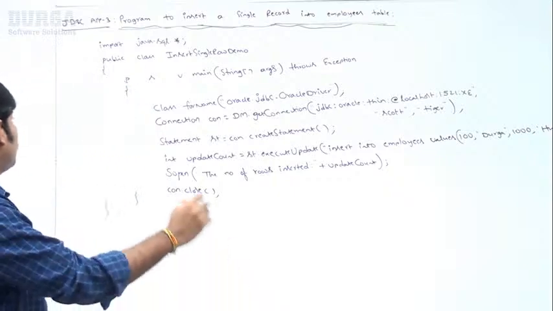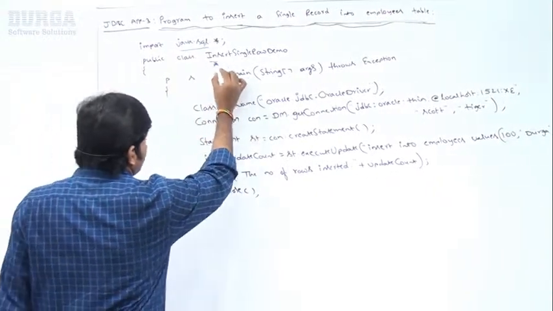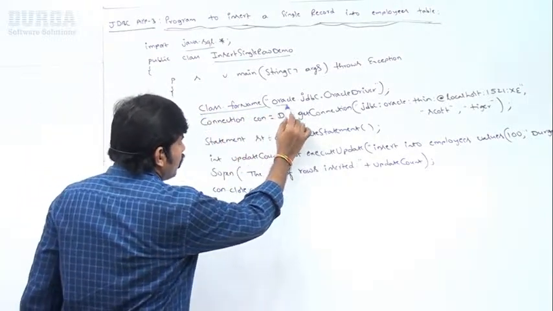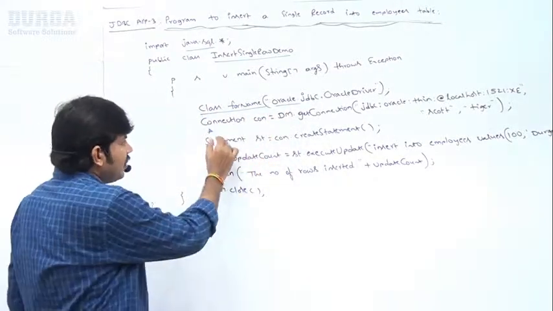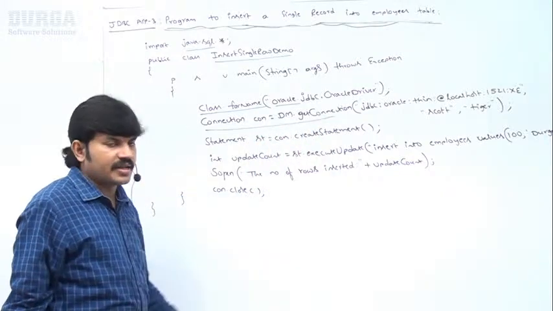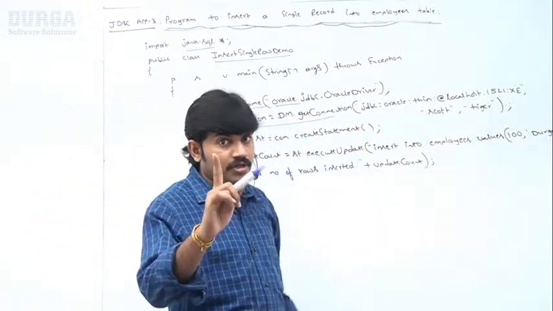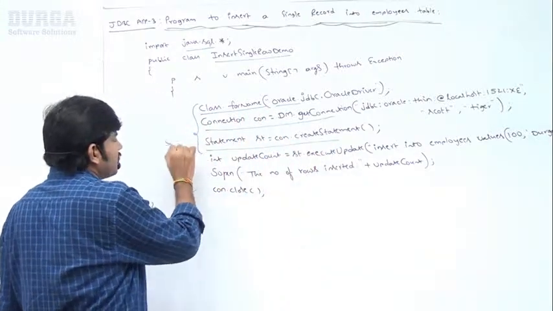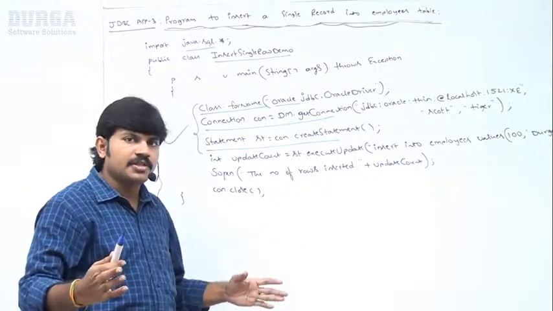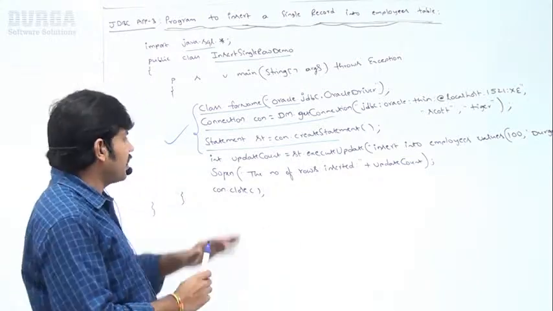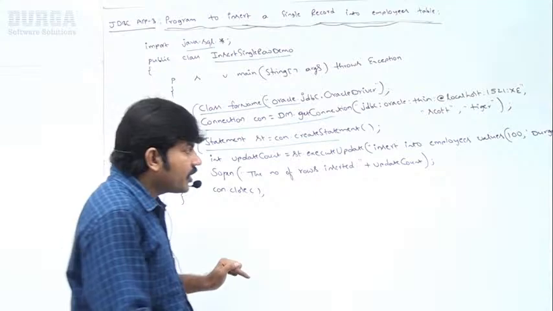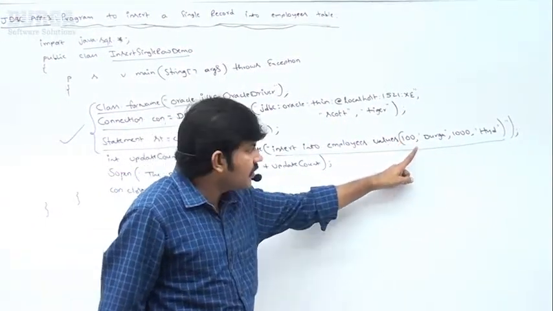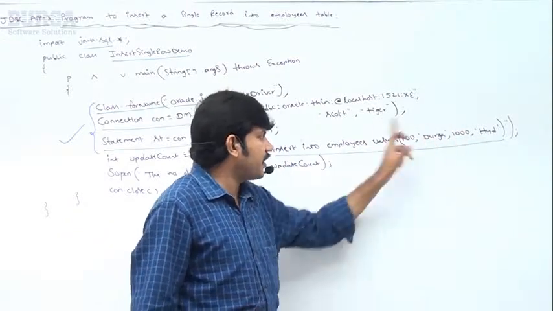Observe that. Import java.sql.*, public class InsertSingleRowDemo. This program we already covered. First one is Class.forName, load and register the driver class, which is optional. Connection con equals DriverManager.getConnection with the JDBC URL, username and password, which you are already aware of from the last example. Up to these three steps, it is the same for every application, whether you are executing a select query or a non-select query. Now, what is my query? Insert into employees values 100, Durga, 1000, Hyderabad. This record I want to insert.